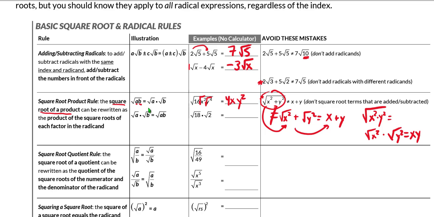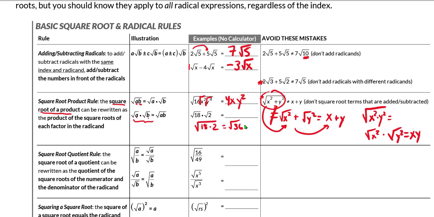Similarly, we can go in the other direction. We can take two things that are being separately multiplied in their own square root symbols, and we can combine the radicands under the same square root symbol. So instead of having to deal with what the square root of 18 and what the square root of 2 is, we can simply put one radical over the two radicands. Radicands are multiplied. We get root 36.